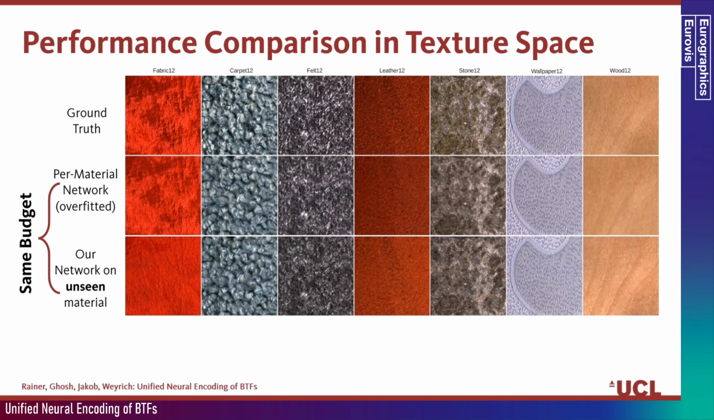The reconstructions of our network are slightly degraded compared to the per-material network, but overall the visual fidelity is very high. Considering that we directly convert unseen materials just by evaluating our network, the improvement gained with the per-material network via hours of overfitting a new network instance is marginal.